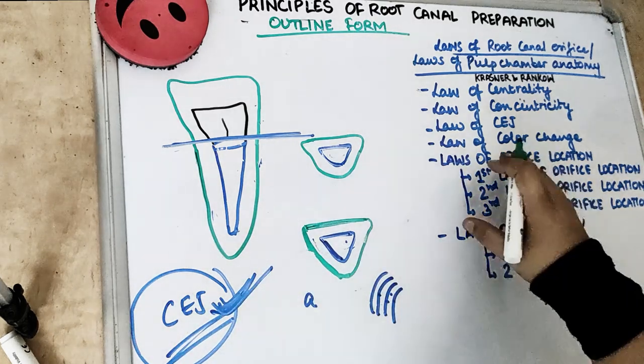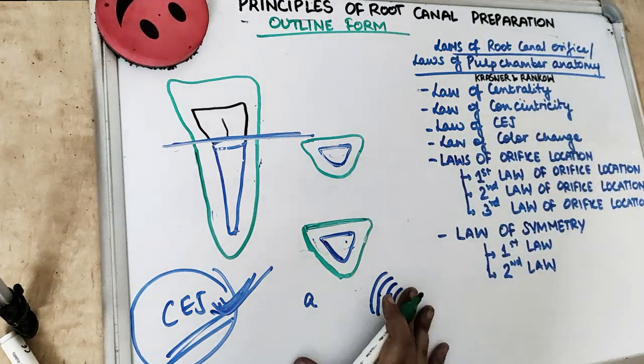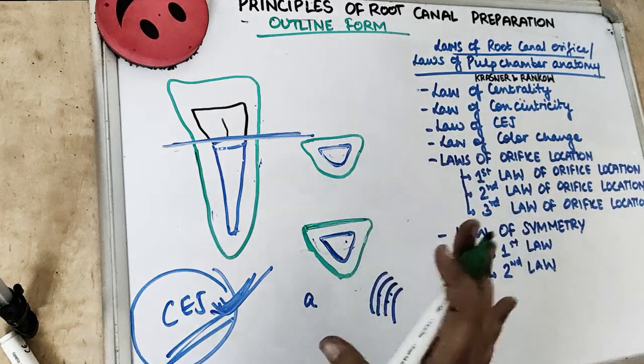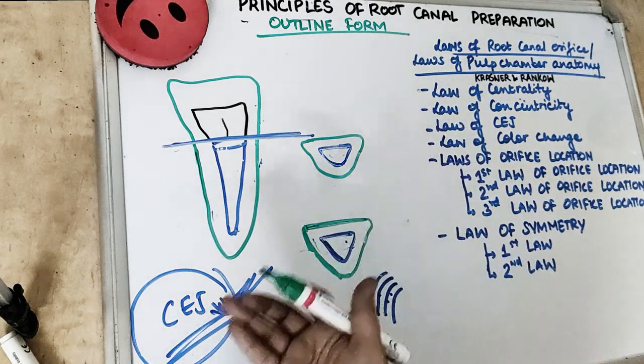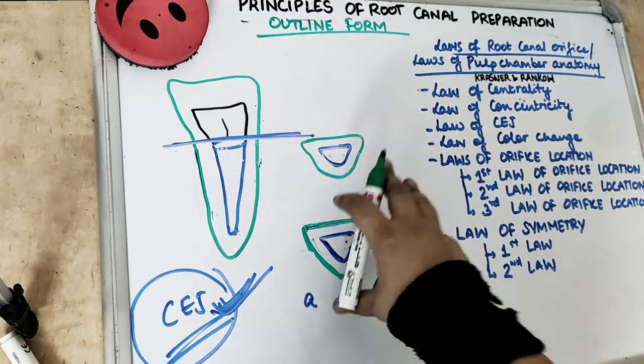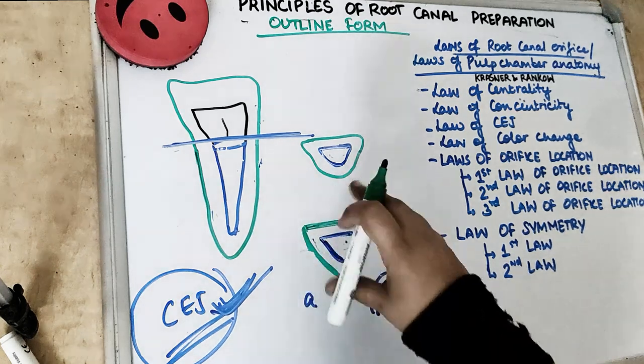Now the third law is the law of the CEJ. The law of the CEJ tells us that, first of all, the CEJ is the most important anatomical landmark for locating the position of the pulp chamber. So first we should reach the CEJ, and at the CEJ we are going to know about the orifice and the position of the pulp chamber.